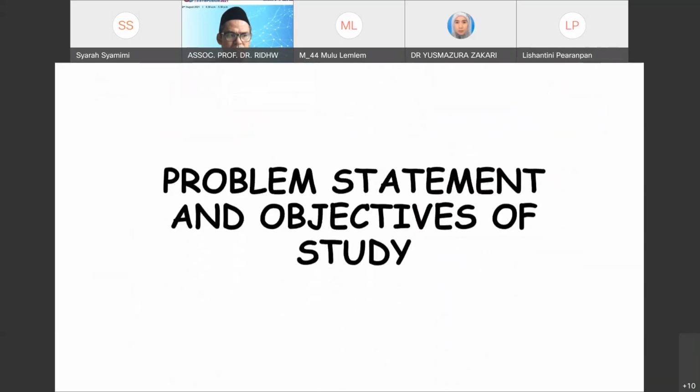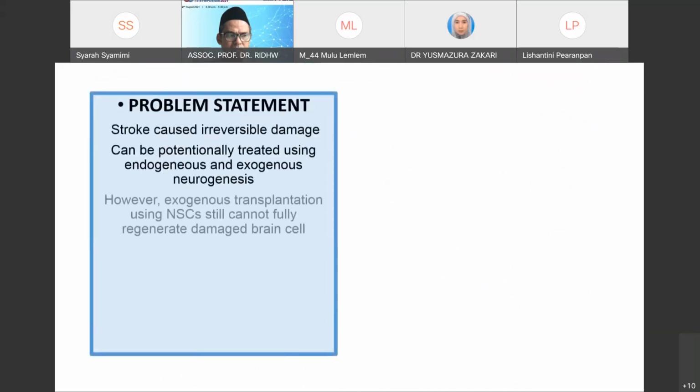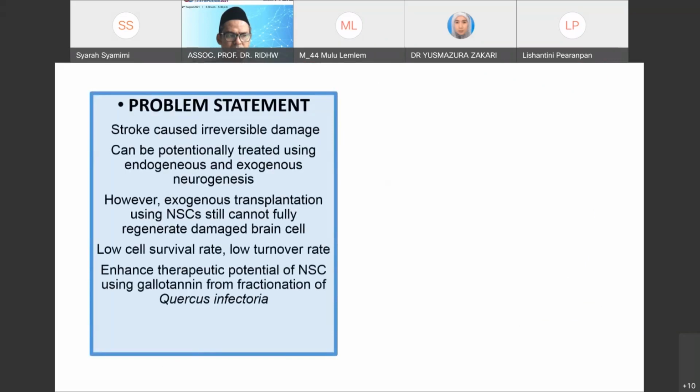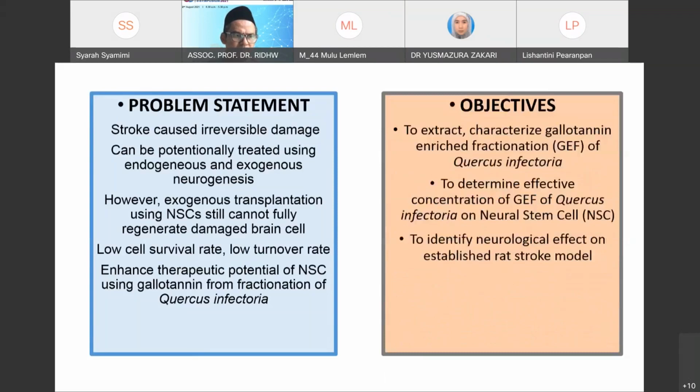The problem statement and the objective of this study. As we know, stroke causes irreversible damage, but with the advance of technology it could be treated using endogenous and exogenous neurogenesis technology. However, due to low survival rate and low turnover rate, exogenous transplantation is still not efficient to regenerate cells. So we tried to enhance the therapeutic potential of neural stem cells using galantamine of Quercus infectoria. The objectives of the study are to optimize the effective concentration of galantamine-enriched fractions of Quercus infectoria, to determine the effective concentrations of GEF on neural stem cells, and to identify the neurological effect of GEF on an established rat stroke model.